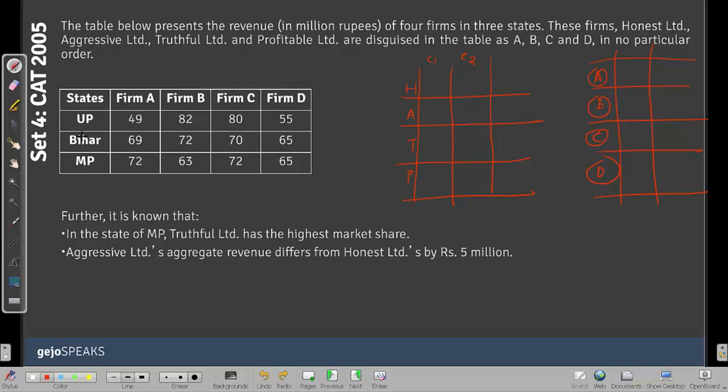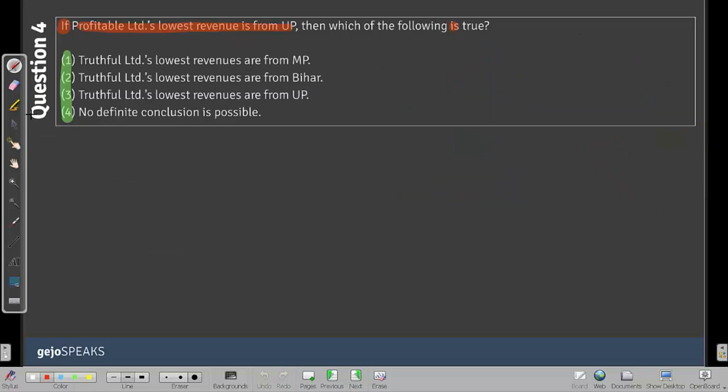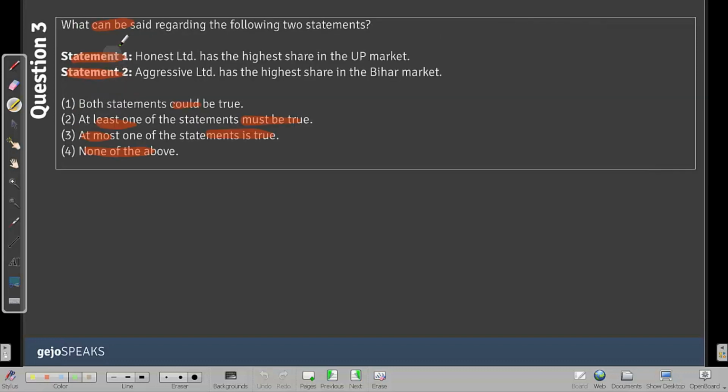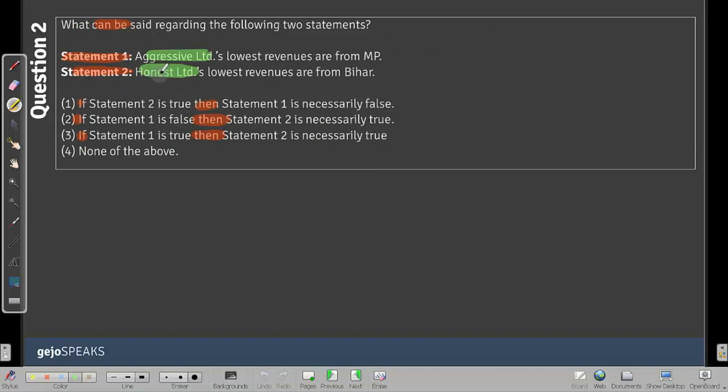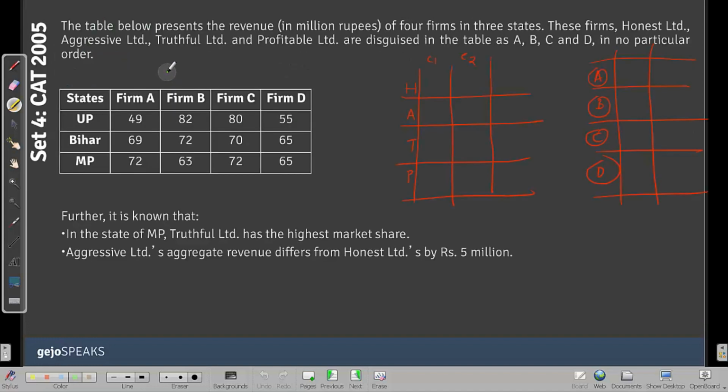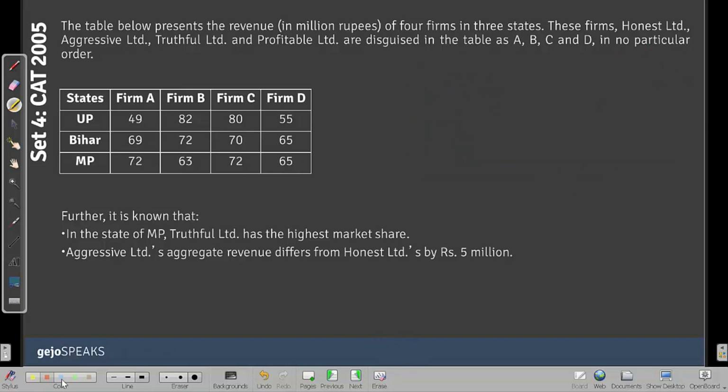Now here, if you look at each of these questions that we saw, the question here talks about something to do with profitable firm, profitable limited, and truthful limited is there in the answer choice. And here it talks about honest limited, aggressive limited, and here we are talking about aggressive and honest limited, and here profitable and honest limited. So all the information that eventually we need to answer the question has to do with the firm. And therefore the second diagram is a bad diagram to go with. The first diagram is a good diagram to go with. So that's what we're going to create.